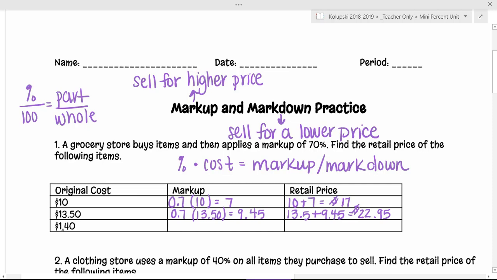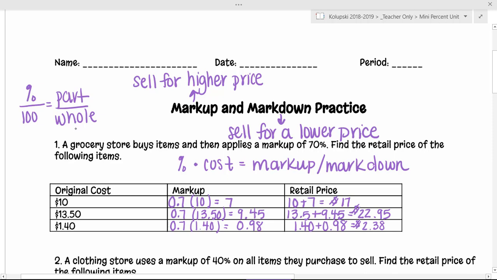Last one, $1.40. The markup is still 70%, so as a decimal, times the original. So that means that the markup is 98 cents. So take the original, add the markup. So the new cost of that item is $2.38.